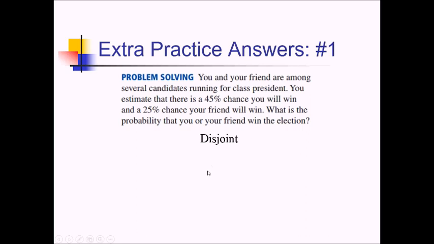So probability of you or your friend, we've got the probability of you, which is 45%. Now we're going to add the probability that your friend wins, which is the other 25%, and then that's going to give us a grand total of, let's see here, 70% chance that one of the two of you wins this election. Best of luck to you.